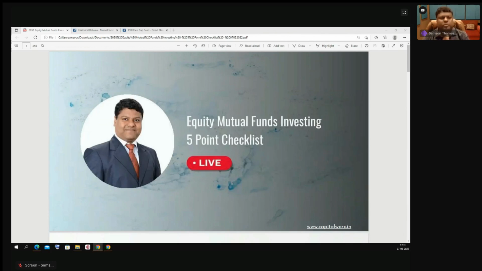But I also wanted to touch upon something related to mutual funds. So I just created a simple 5-point checklist, things that you should at least be aware of before you are selecting an equity mutual fund for your investing. So that is what we are going to look at today. Just a simple 5-point checklist on things that you should be aware of, at least regarding which kind of mutual fund you are investing in and where your money is going.